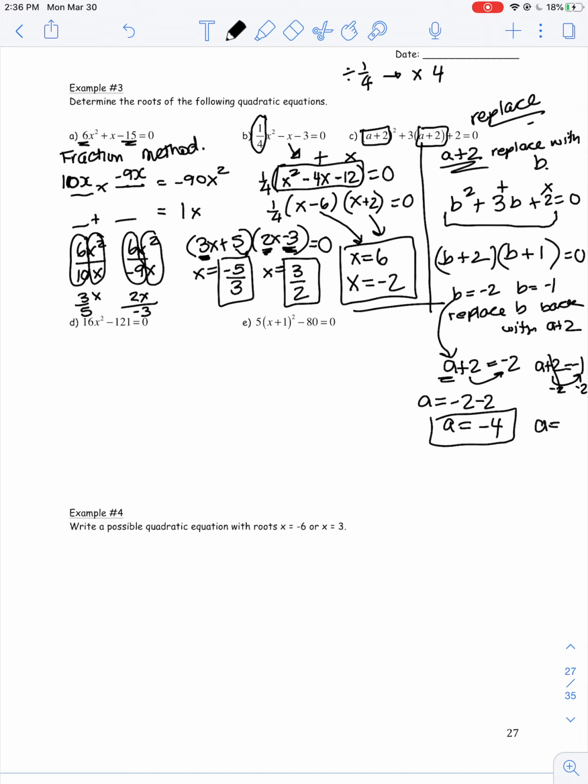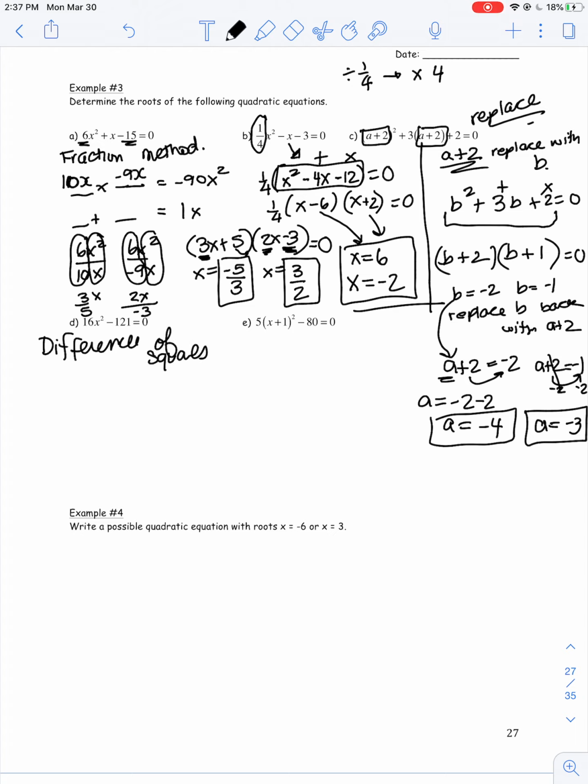So that's one solution. Here you're going to subtract 2 on both sides to get a by itself, which means that a is equal to negative 1 and minus 2, which is negative 3. There's your second solution. So this is a method of replacing the a plus 2 with a variable, solving for it, and then going back and putting it back in to solve for the actual variable you want.